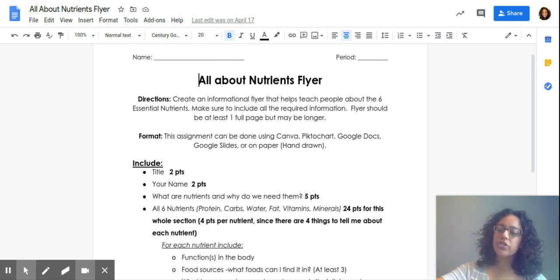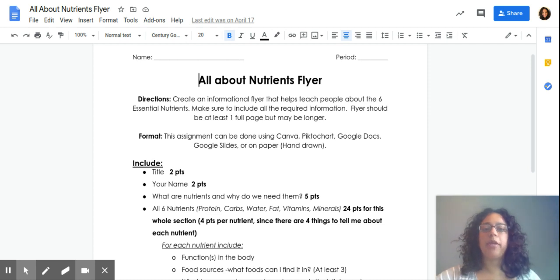Now, each of those nutrients does many things in your body to help keep you healthy and to help keep you operating smoothly. With this assignment, what we want you to do is explore each of these six nutrients, and you're going to tell us a little bit more about each of them. You're going to do that by creating a flyer. Just imagine if someone were to hand you a flyer with some information on it about what the six nutrients do for you in your body.